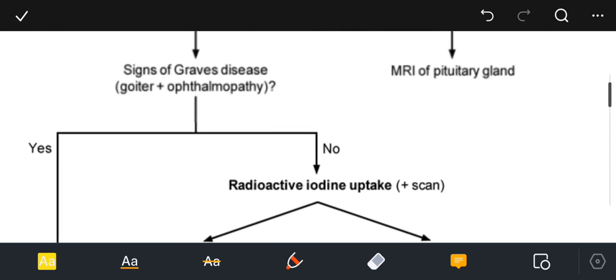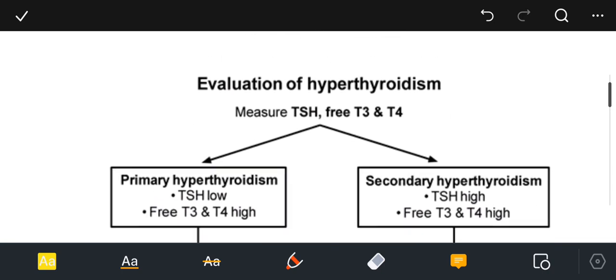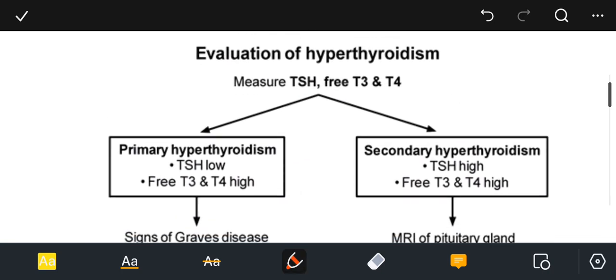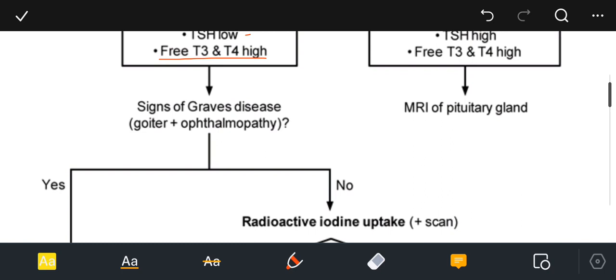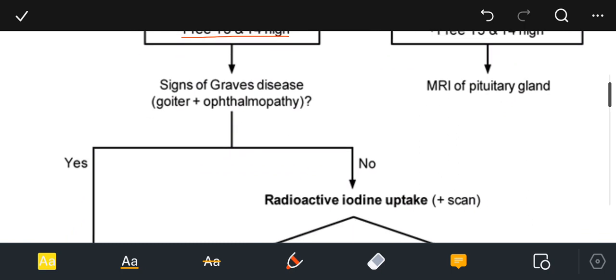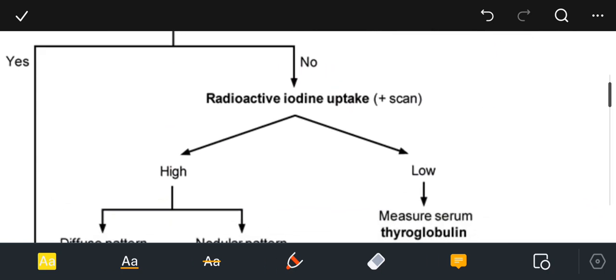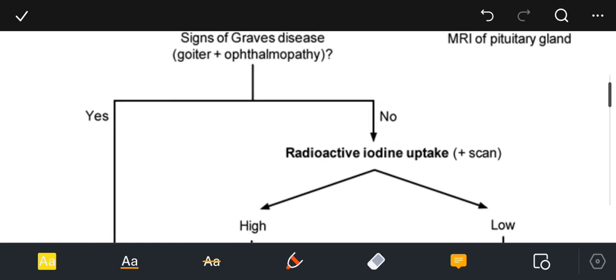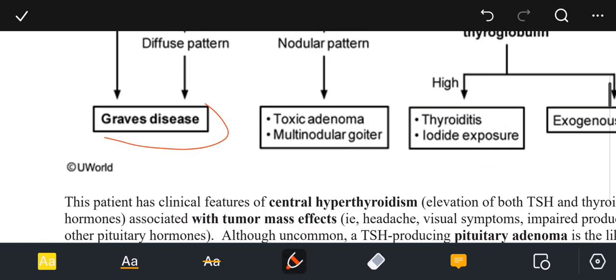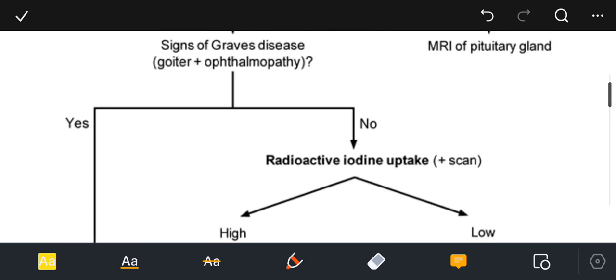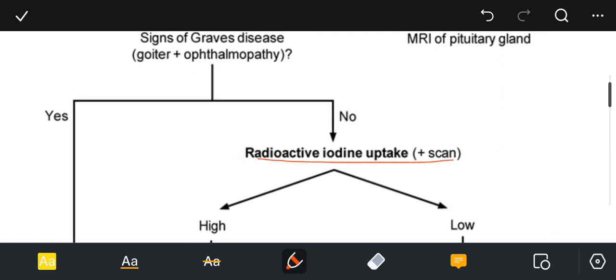Coming to the flow sheet diagram, the evaluation of hyperthyroidism. Measure the TSH, free T3 and T4. If it is primary hyperthyroidism, the TSH will be low, while free T3 and T4 are high. Are signs of Graves' disease, that is goiter plus ophthalmopathy, present or absent? If there are signs of Graves' disease, then label it Graves' disease. If there are no signs of Graves' disease, then do the radioactive iodine uptake scan.